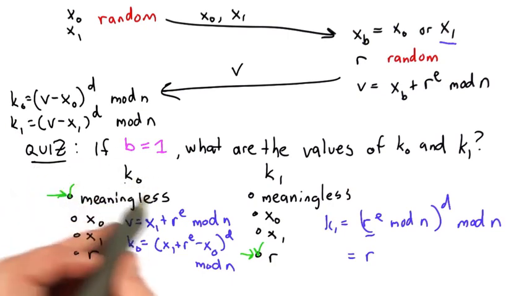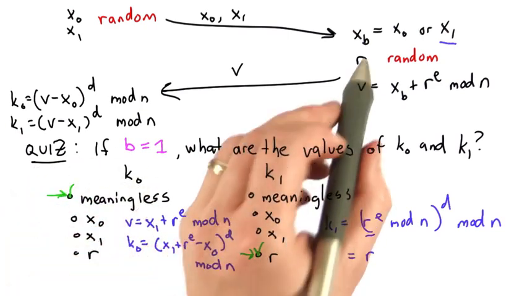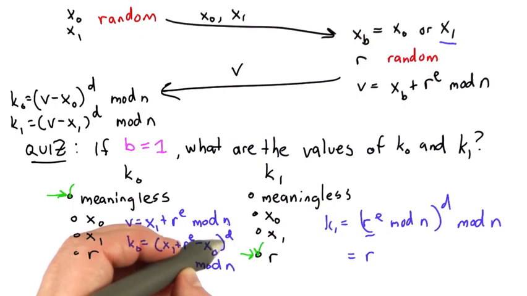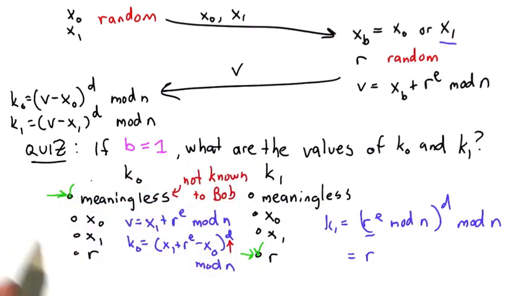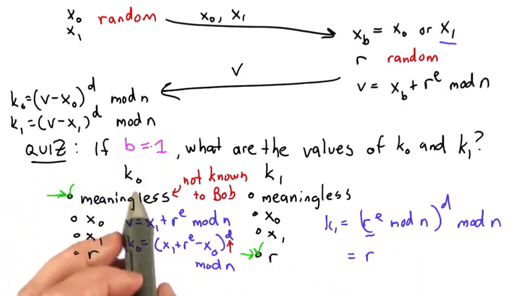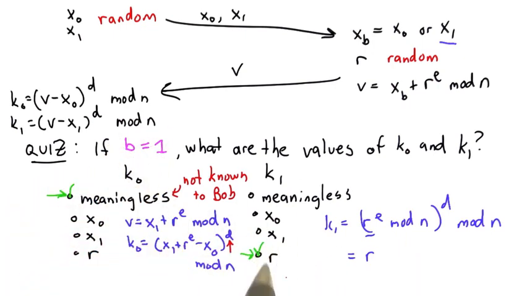The value of k0 is meaningless. It's a meaningless value that can't be determined by Bob because Bob doesn't know the value of d. So that's the important thing that we've done here. Now Alice has these two keys. Depending on what value Bob picked, one of them is meaningful, has the value r. The other one is not.